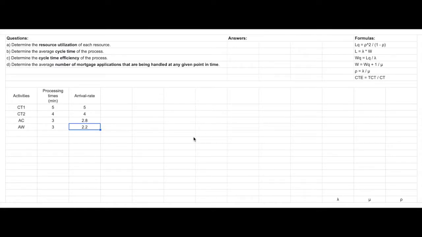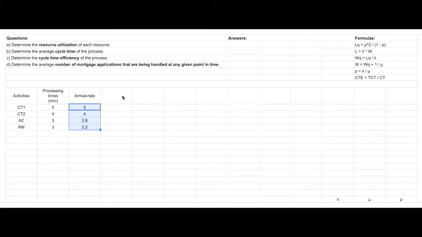So, to determine the resource utilization, we need the arrival rate and the capacity, because resource utilization is the ratio between arrival rate and capacity. The arrival rate, as we saw, is how many cases arrive at the activity on average per hour. These we already have in our spreadsheet, as you can see here.